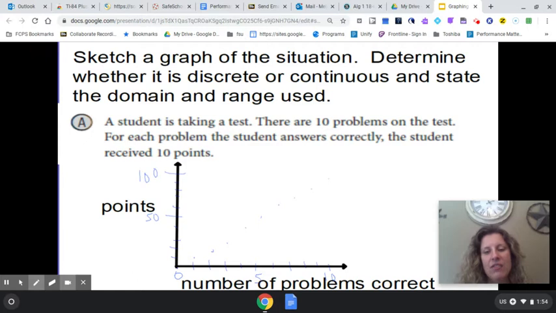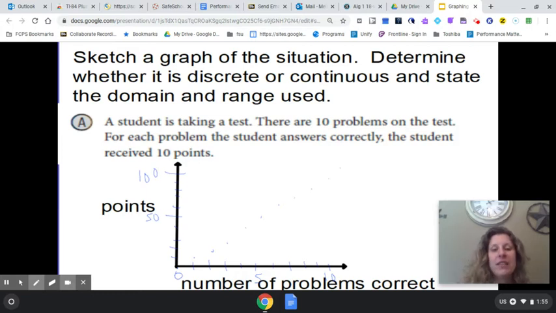And we'd have to determine, should we connect these points or not? So we'd have to ask ourselves, could we get values in between? It doesn't say that they're awarding any type of partial credit or anything like that. So I assume it is just, if you get one question, you automatically get 10 points, no partial credit. So this would be a discrete graph. I would not want to connect those points together.